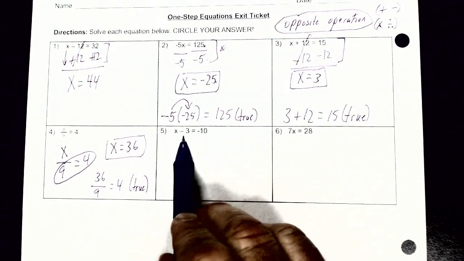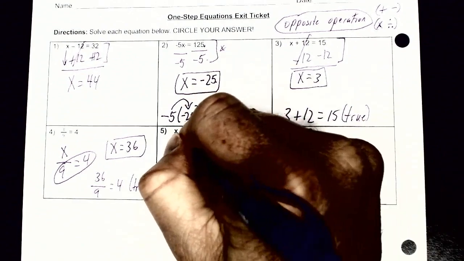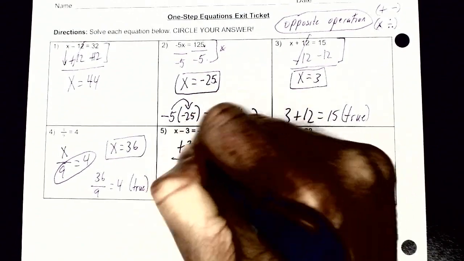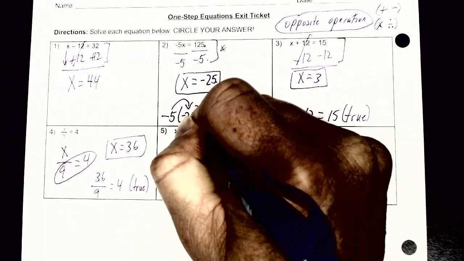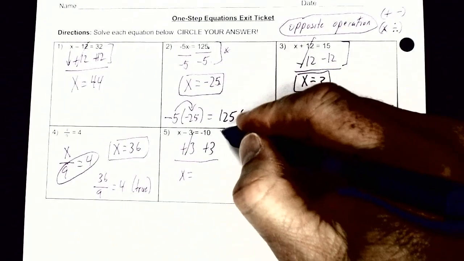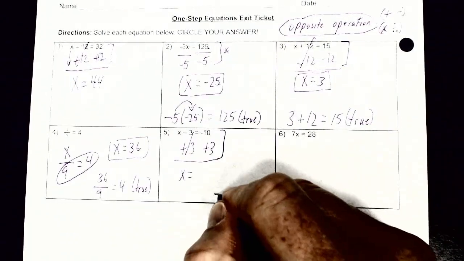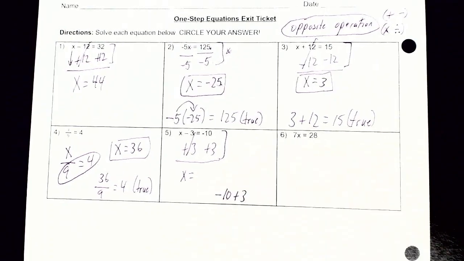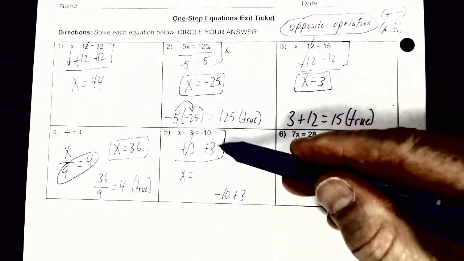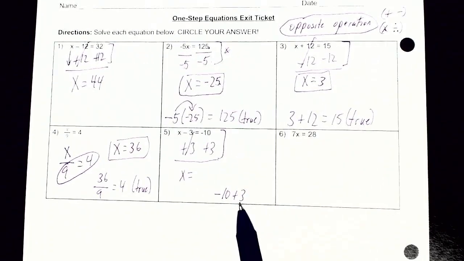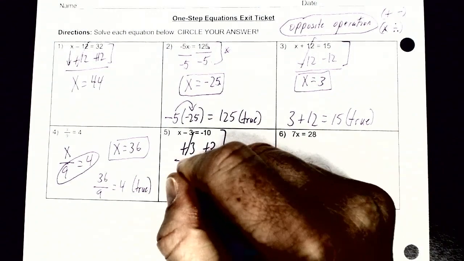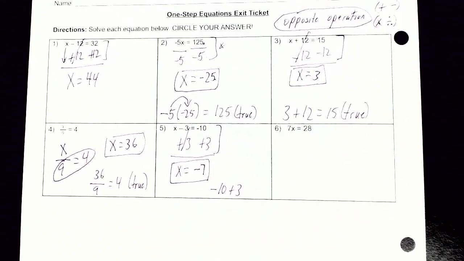Subtraction equation, I'm going to add 3 to both sides. This goes away. Now you've got to watch out here. Negative 10 plus 3, that's basically what we're doing here. That's going to be a negative 7. Again, you've got to watch out for your negatives.